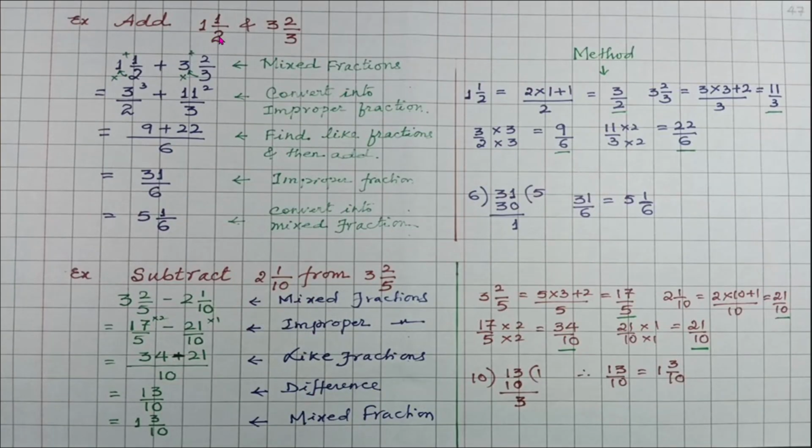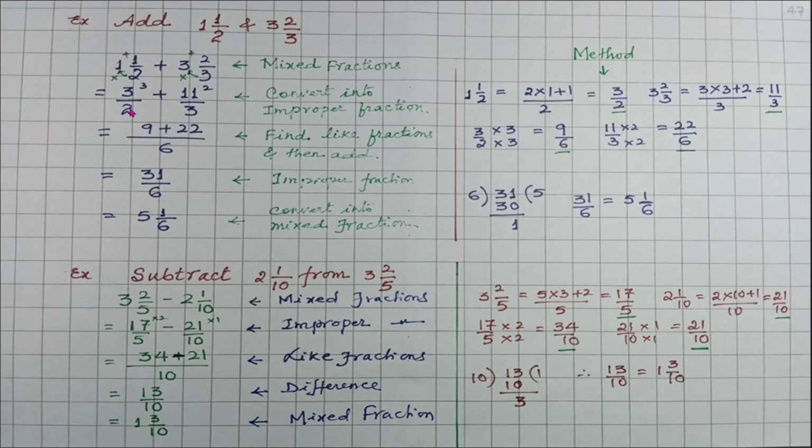Now addition of mixed fractions. The procedure to add mixed fractions: first of all, convert them into improper fractions, and the procedure is very simple. 2 1s are 2 plus 1, 3 by 2; 3 3s are 9 plus 2, 11 upon 3. That is what I have shown here, 3 by 2 and 11 by 3. Now after having converted them to improper fractions, check the denominators. The denominators are different, that means they are unlike fractions. Convert them into like fractions by taking their LCM.